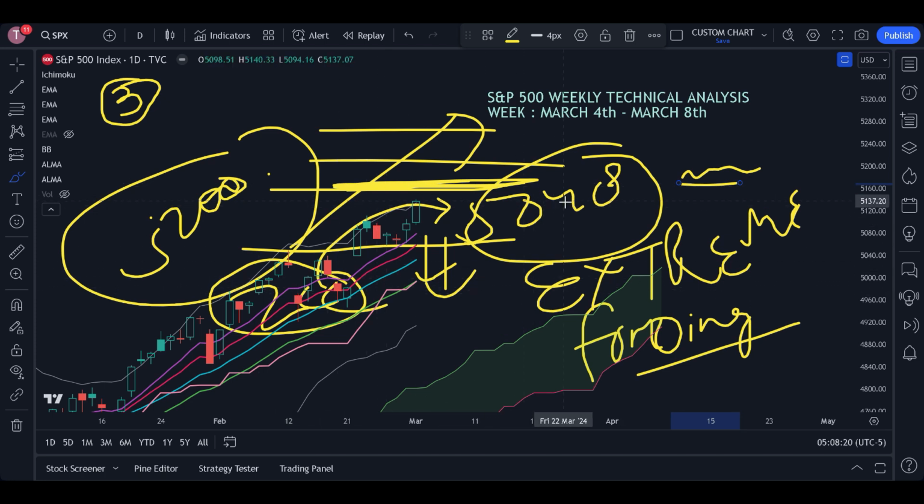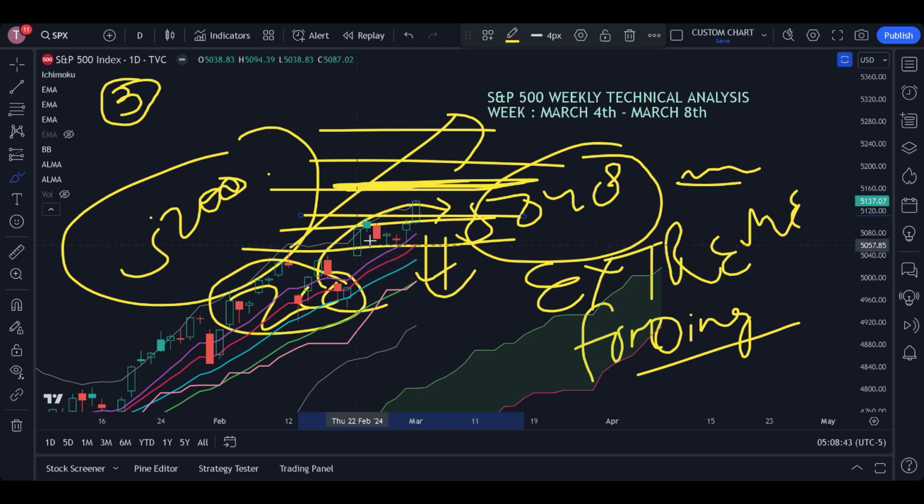Okay, so two consecutive closings below 5048 is the primary condition for this downward movement, or a short reversal. Before that, there is one more very good support level. If the S&P 500 fails to sustain at that level and breaches it, then definitely it will be coming down to 5048.